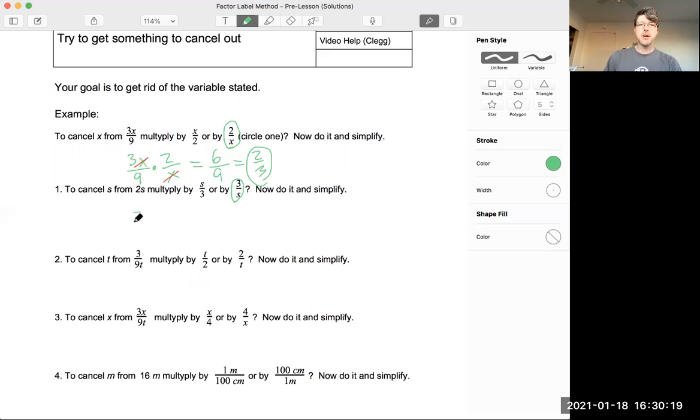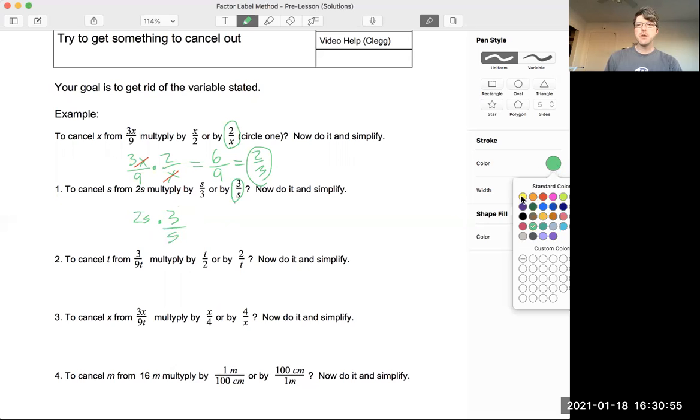Now we're going to multiply 2s. Remember that every time you have a number without a denominator, the denominator is 1. So you don't have to write that. Anytime you have a number like 5, it's 5 over 1. Okay, 5 wholes, in other words. So we have 2s over 1. We don't actually have to write that part. We can just write 2s times 3 over s.